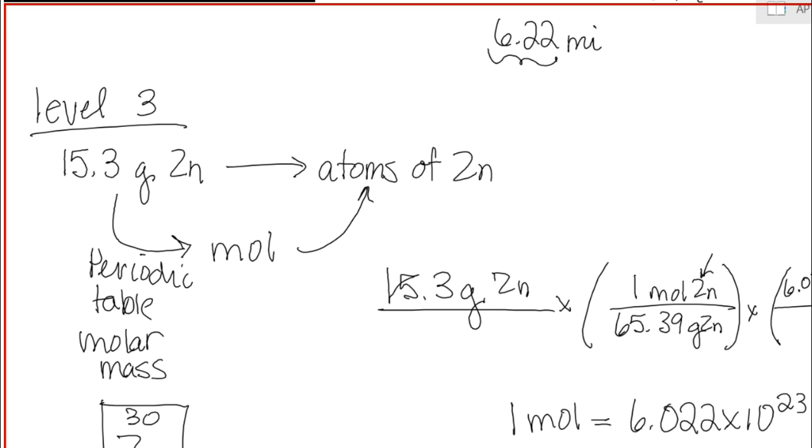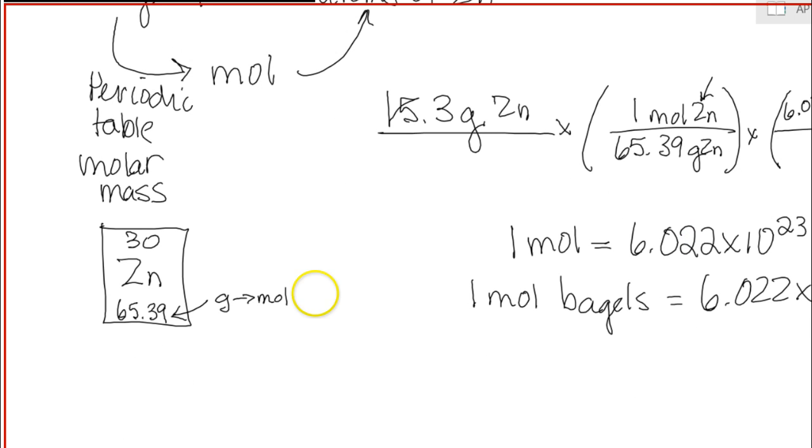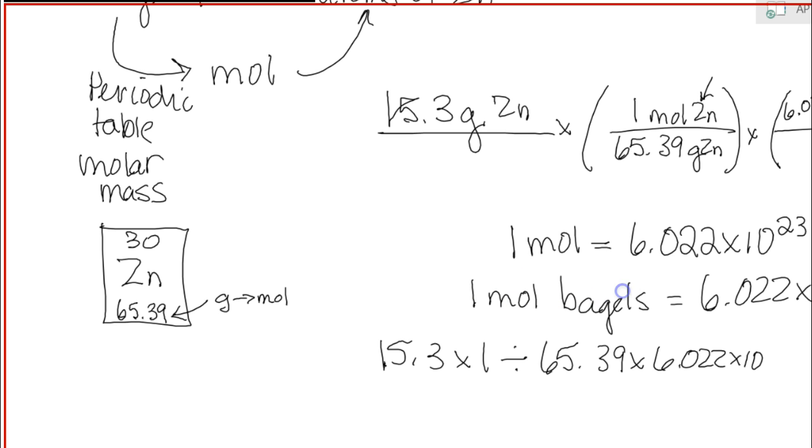Okay? Doesn't matter what you're talking about. 1 mole is always 6.022 times 10 to the 23rd. So what I would do in my calculator then is take this 15.3 times 1. You don't have to do the times 1, obviously, but just for record keeping, I'm doing it right now. Divided by 65.39 times 6.022 times 10 to the 23rd.